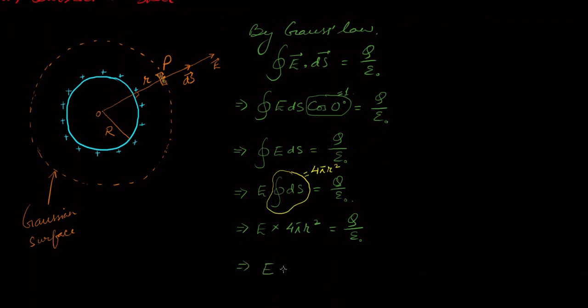Therefore E is equal to q by 4 pi epsilon naught r squared. Let's call this equation 1. I want to put this inside of a cloud. This is an important equation. All right, now let me write here.